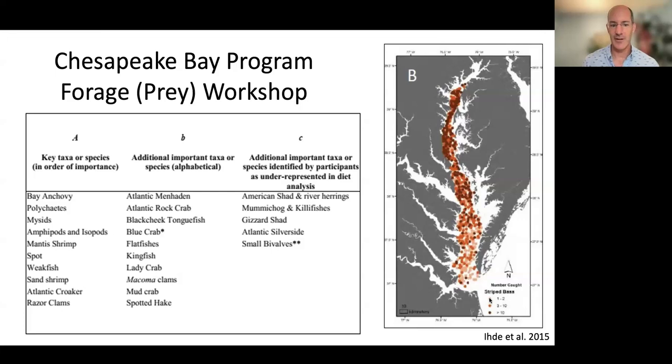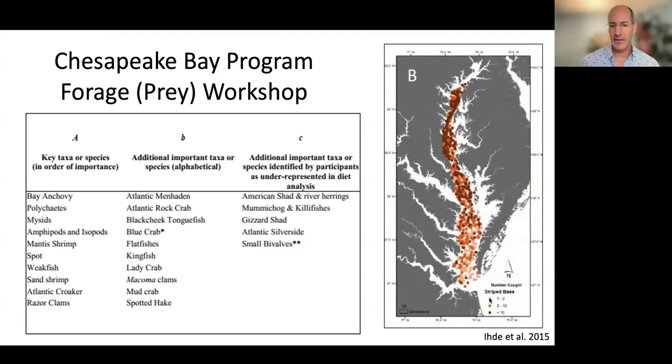The center column, column B, were a number of other important prey, but were less common. So things like Atlantic menhaden, Atlantic rock crab in the lower saltier part of the bay, blue crabs, a variety of other ones here.